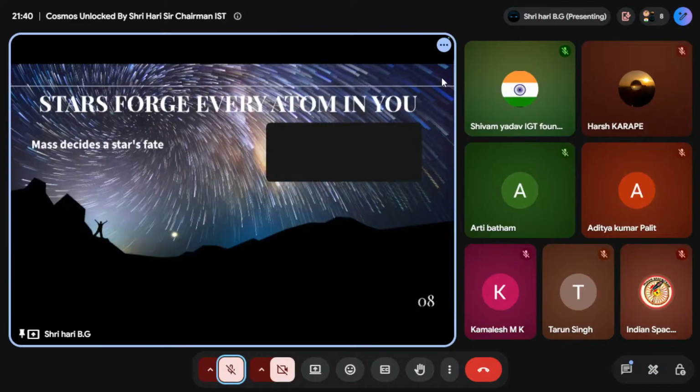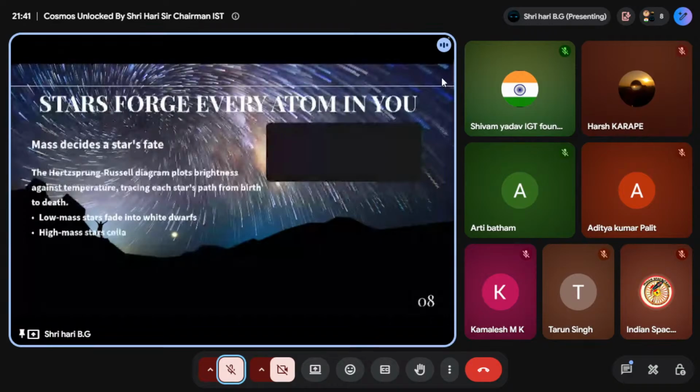And stars are the factories of the universe. Stars created the gold. Stars created the diamonds. Stars created these worlds. In chemistry, in high school or graduation, they tell us that to take elements like gold or iron, we have to go to the earth's crust and dig, and you will get the elements.